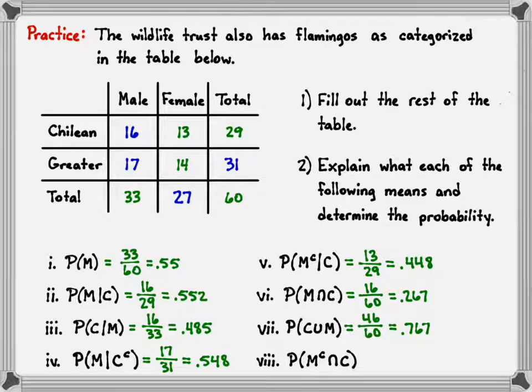All right, last problem on this page. What is the probability of a flamingo not being male and being Chilean? Notice there's no complement on the C, so we want the Chilean and we don't want the male.